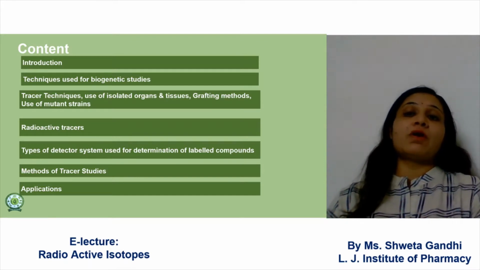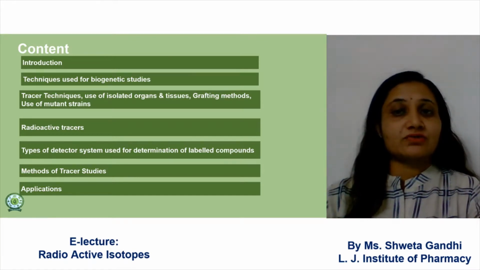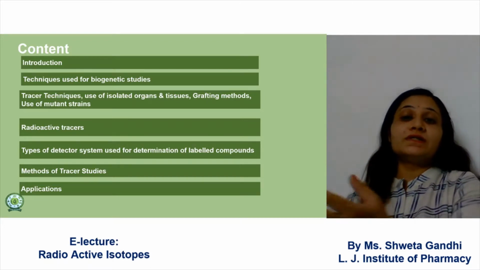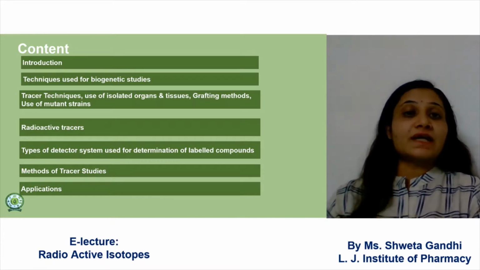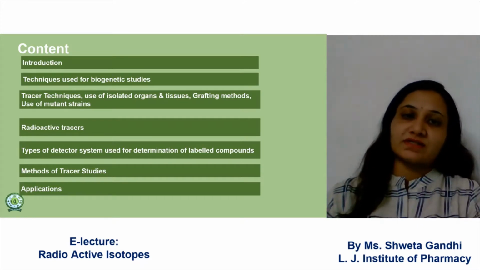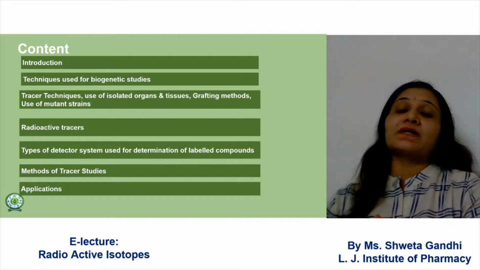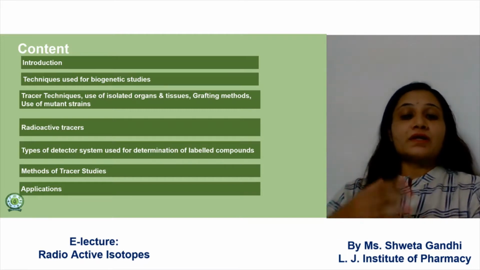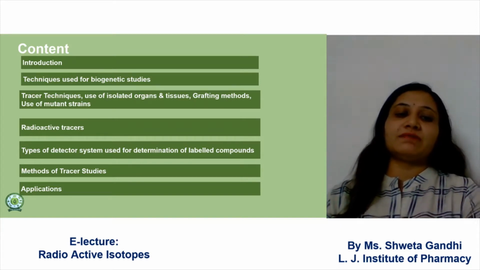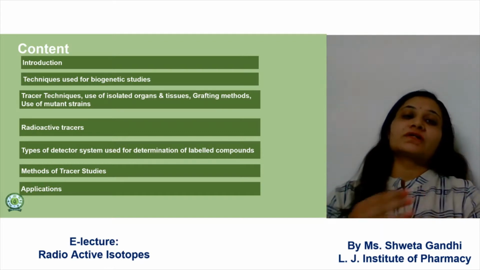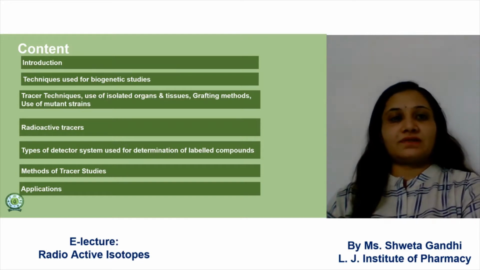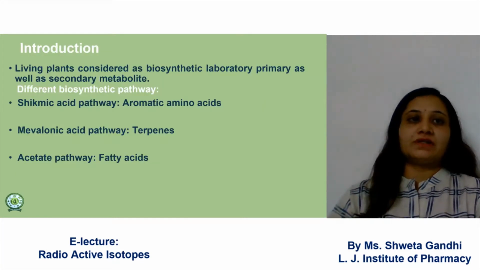First, we should know about the introduction, meaning what are radioactive isotopes, what are radionuclides, what is the role of radioactive isotopes in technologies nowadays, tracer techniques, different types of techniques, types of detectors used in radioactive tracers, methods like precursor-product sequence, and the applications, grafting methods, mutant enzyme methods, and finally what are the role and applications of radioactive isotopes in biogenetic study. Let's start with the introduction.